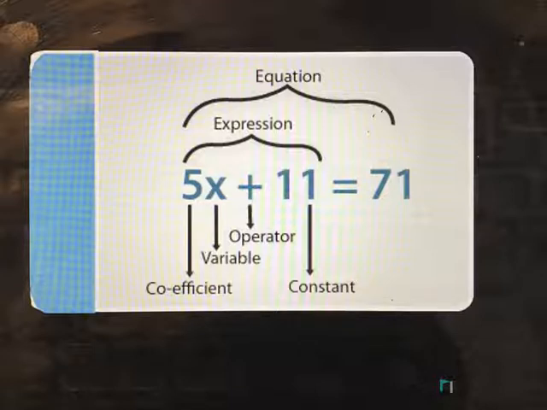Now, as you notice, the operator is the operation you're doing: adding, subtracting, multiplying, dividing. Now the variable is the letter or symbol that represents the unknown quantity that we're solving for. Coefficient. The coefficient is a number in front of the variable. And a constant is a number just by itself. So we have 11 and 71 that are constants.